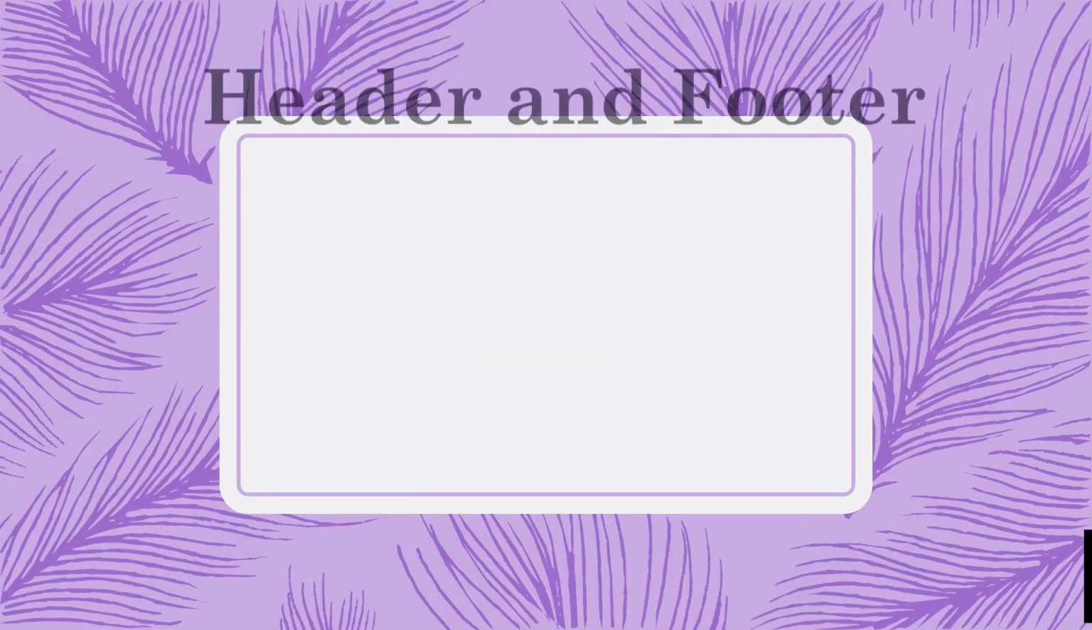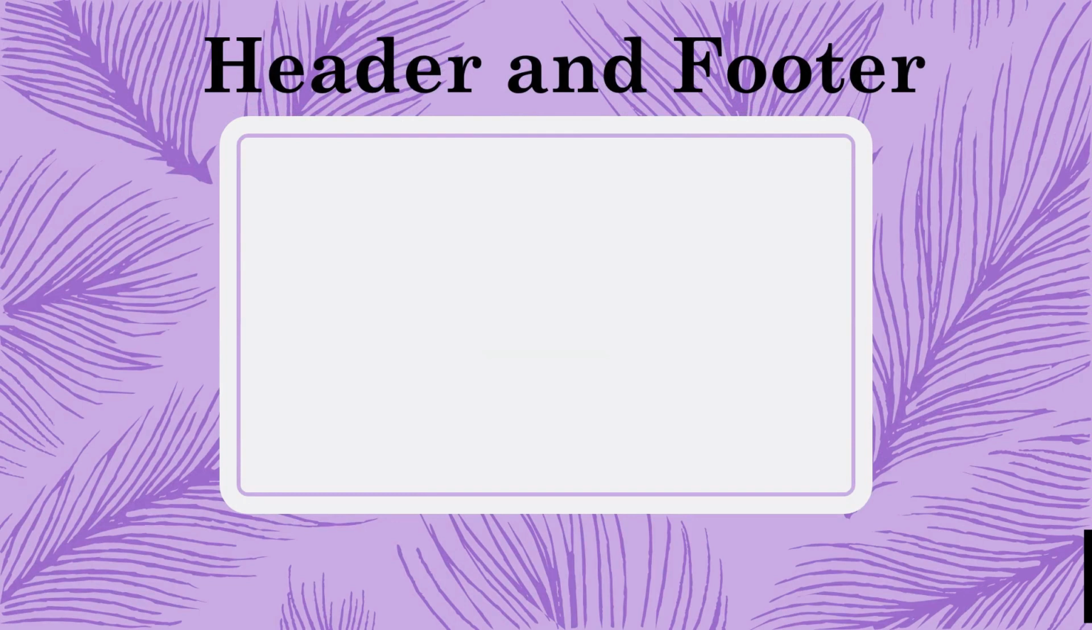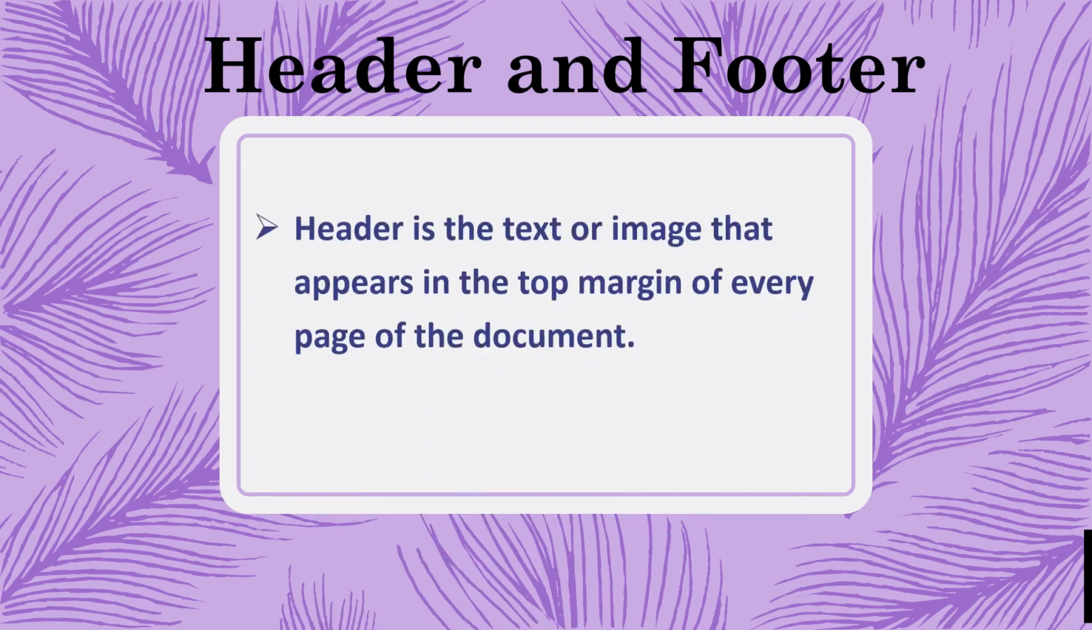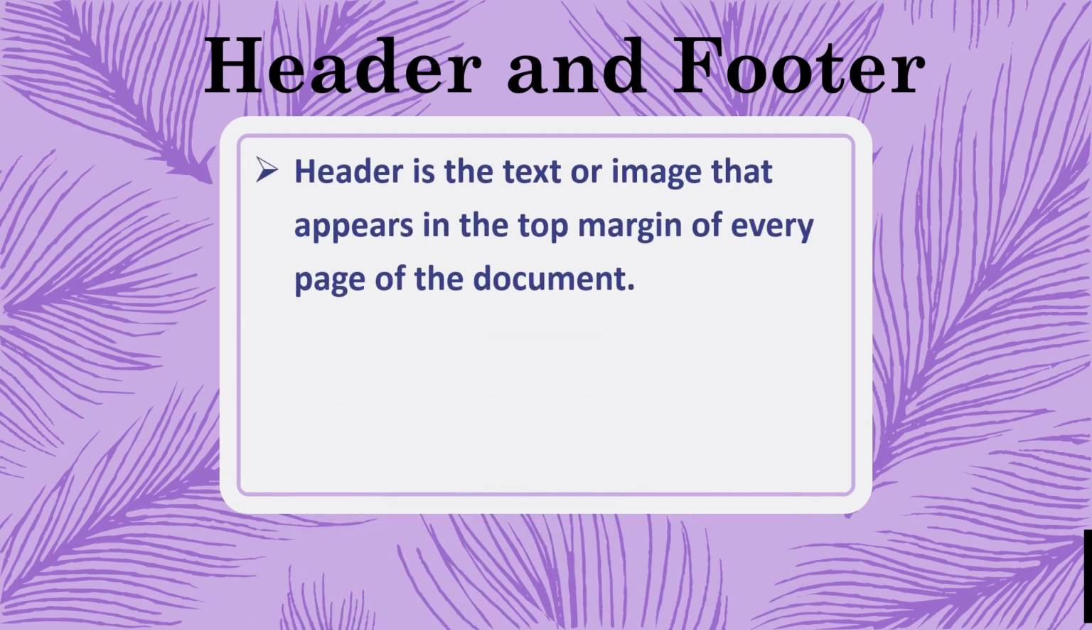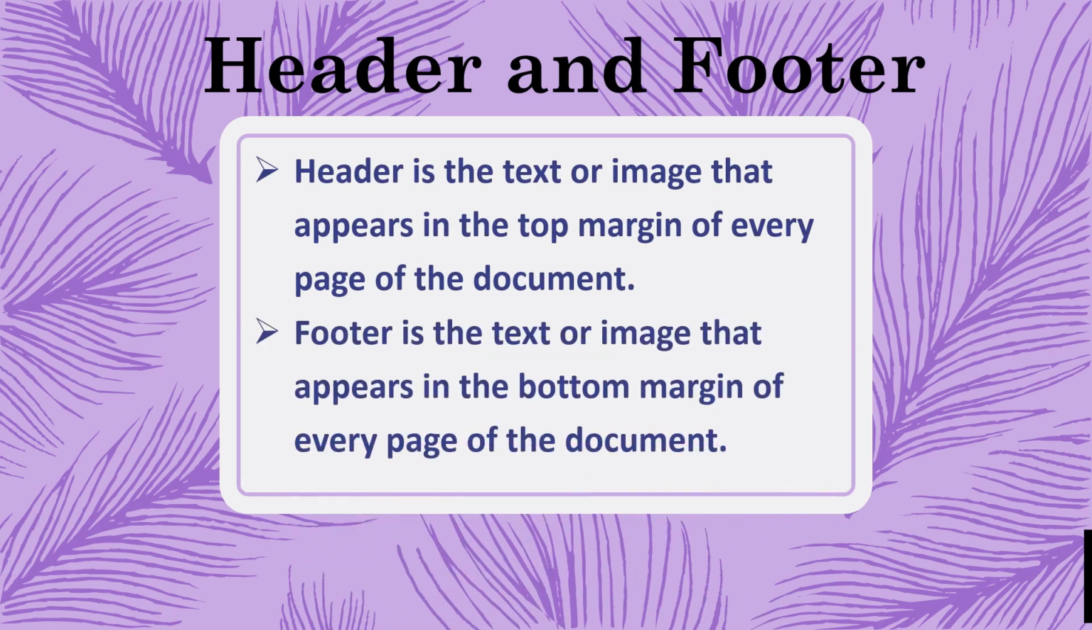Other than page size and margin is the header and the footer. As the name suggests, the header is something which would appear as a heading and the footer is something which is going to appear as a footnote. Therefore, the text or image that appears on the top margin of every page of the document is the header, and the text or image that appears in the bottom margin of every page is the footer.